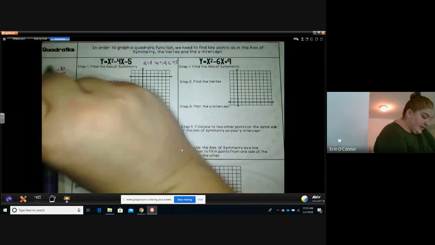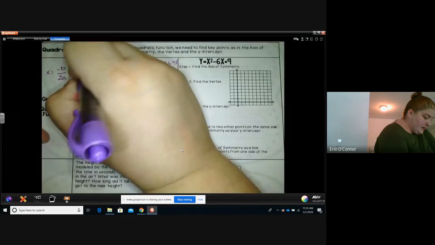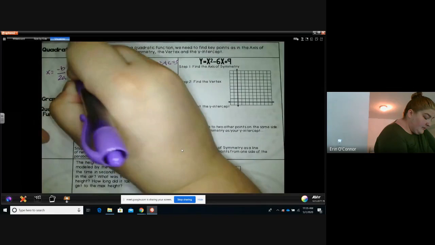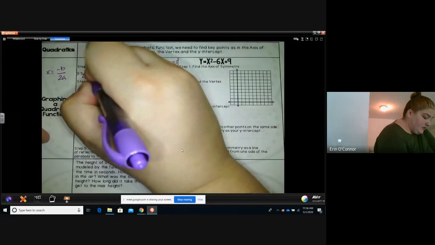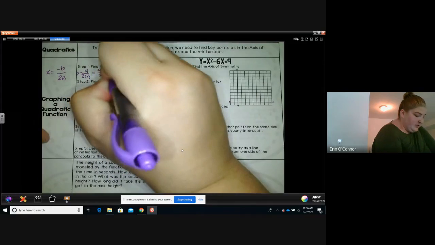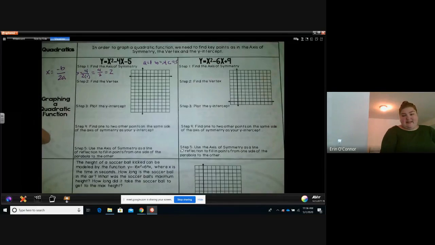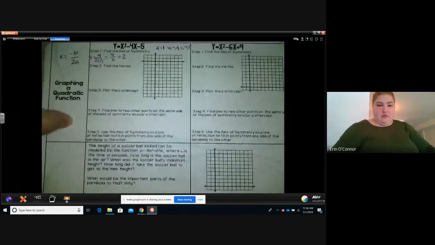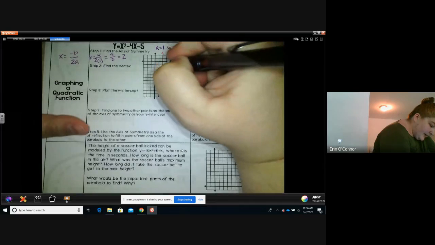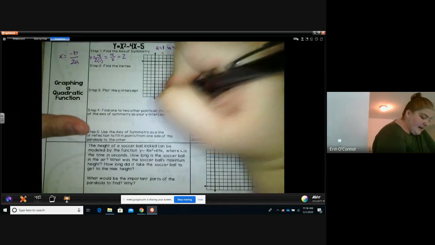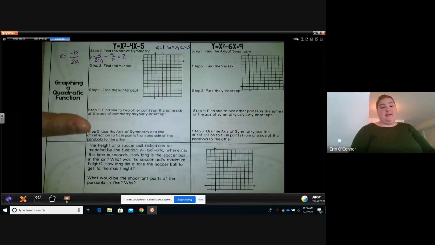So it's negative negative 4, or positive 4, over 2 times 1, because a is 1, which gives me 4 over 2, which gives me 2. So my axis of symmetry is at x equals 2. Now I can go in and draw that axis of symmetry. Remember, it's a dotted line, knowing that everything's going to be symmetrical about that line.